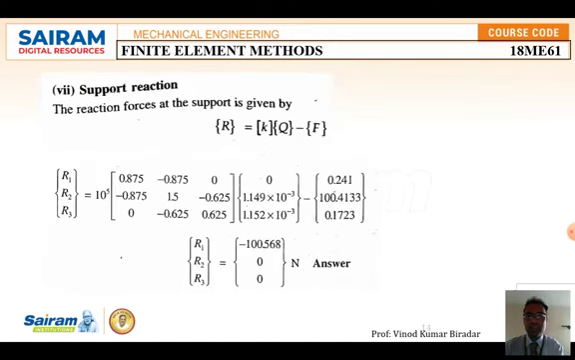Coming to the support reaction, we already have the formula: support reaction R is equal to Kq minus F. Substitute all the values, simplify, and you are going to get the reaction R1 equal to minus 100.5678. The minus indicates that the reaction is acting in the opposite direction. R2 is equal to 0 and R3 is equal to 0, okay, at R2 and R3 there is no reaction.